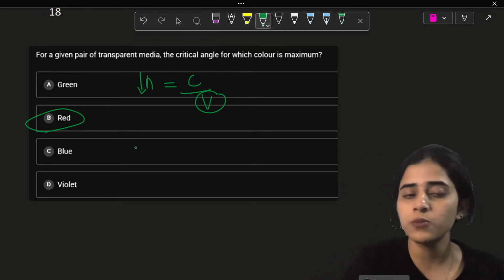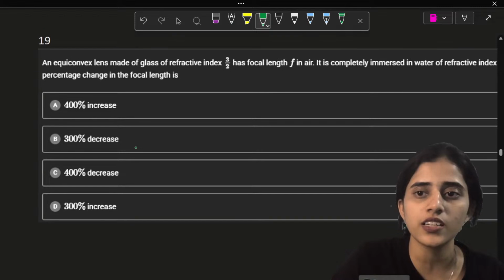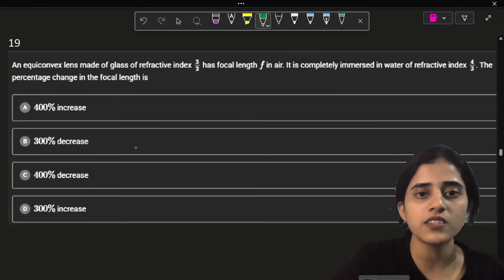Is this clear? Can you all put some fire emojis in the chat if this is clear? Now question number 19.